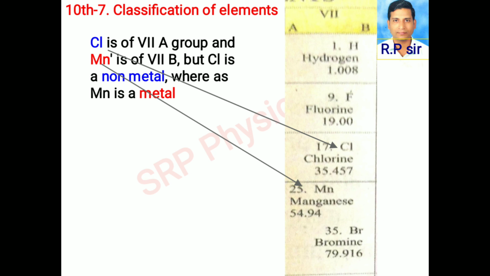One more example, chlorine is a 7th A group element and manganese is of 7th B. But chlorine is a non-metal whereas manganese is a metal. So this is about Mendeleev's periodic table.